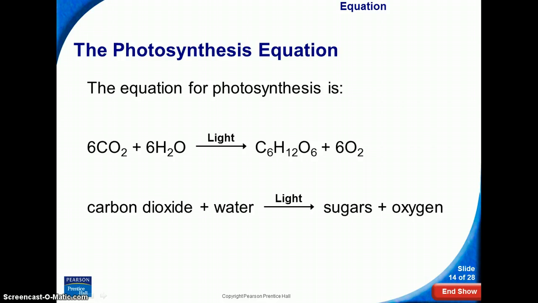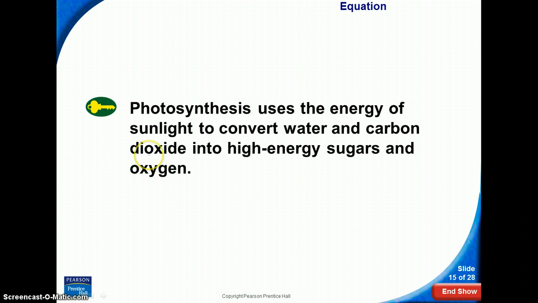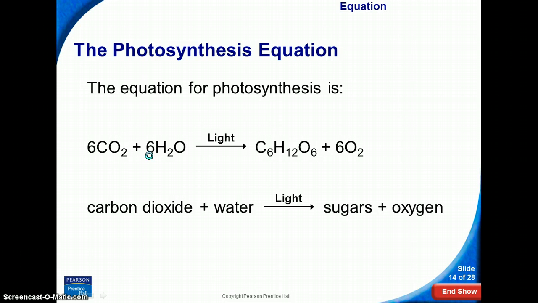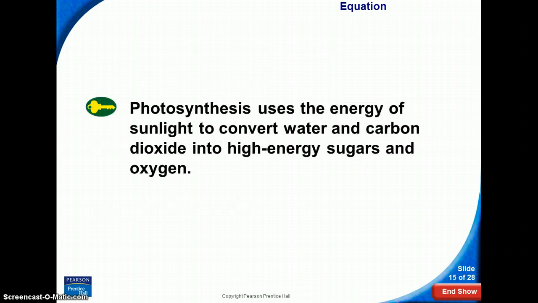Okay, and so for that reason we have the equation of photosynthesis. So we have carbon dioxide plus water, with the help of sunlight, making glucose and oxygen. Okay? And I think we went through that in class.